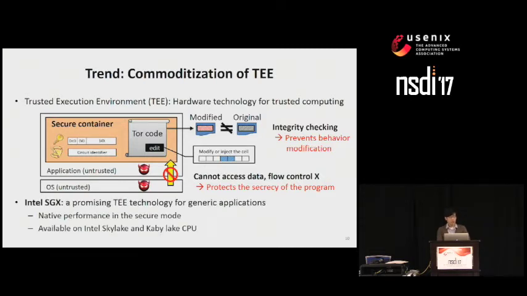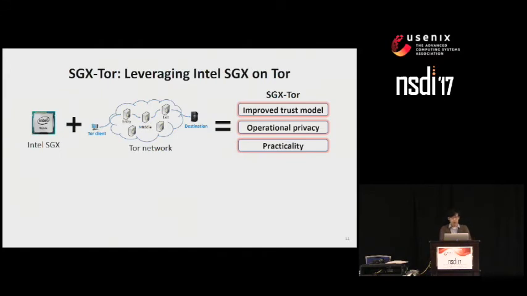Among the commodity TEE technologies, Intel SGX is the promising one. It gives native performance to software running in the secure mode. Currently, SGX functionality is available on several models of Intel Skylake and Kaby Lake CPUs. So we developed SGX-Tor, which applies SGX technology to the Tor network. We ask ourselves two fundamental questions. First, what is the security implication of applying SGX on Tor? Second, is deployment possible on the current Tor network?